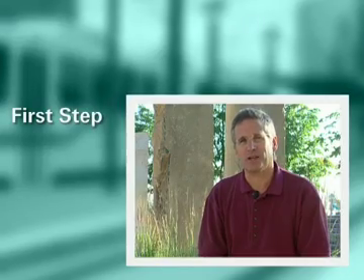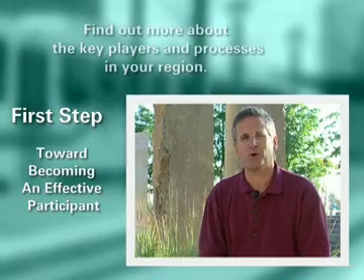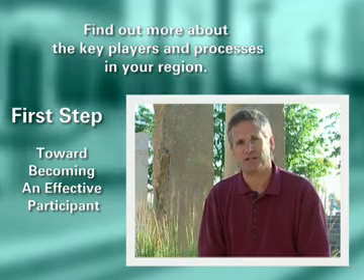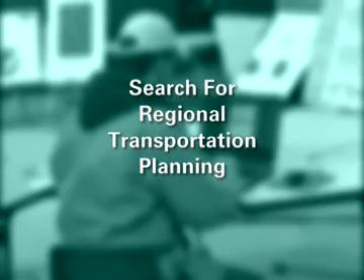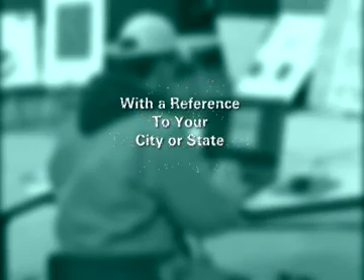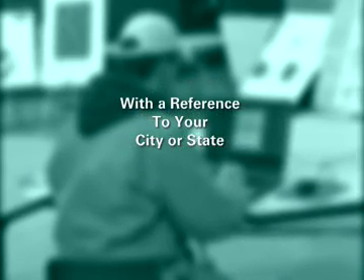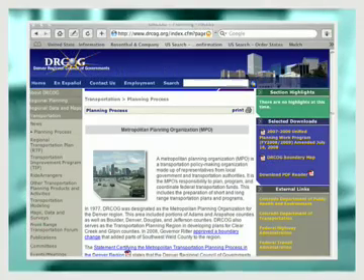Your first step toward being an effective participant is to find out more about the key players and processes that are involved in your region. With websites dedicated to this purpose and the new tools, it's far easier for citizen participants to find critical information about those key players and processes. Just search for regional transportation planning with a reference to your city or state. Websites like the Denver Regional Council of Governments site will come up.